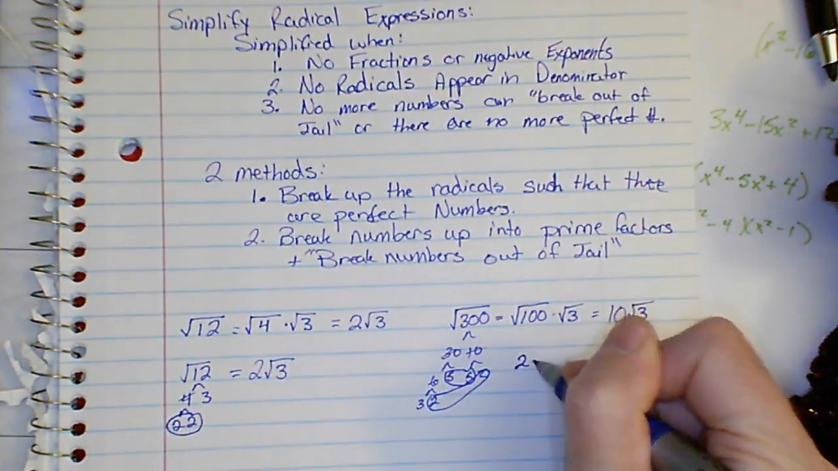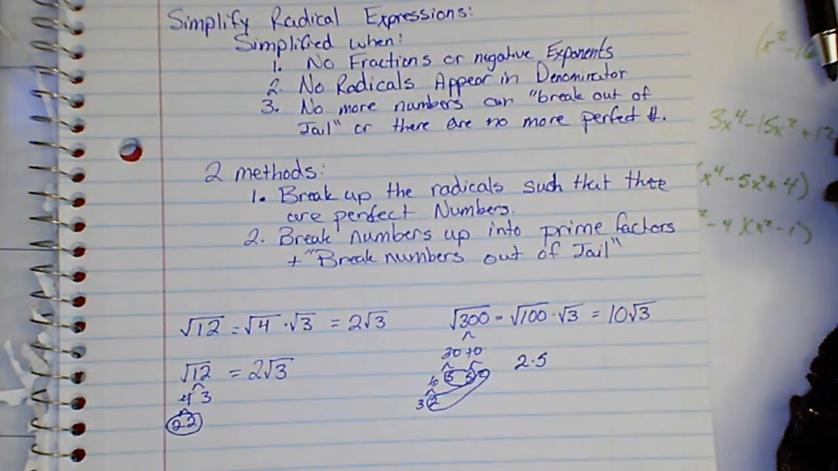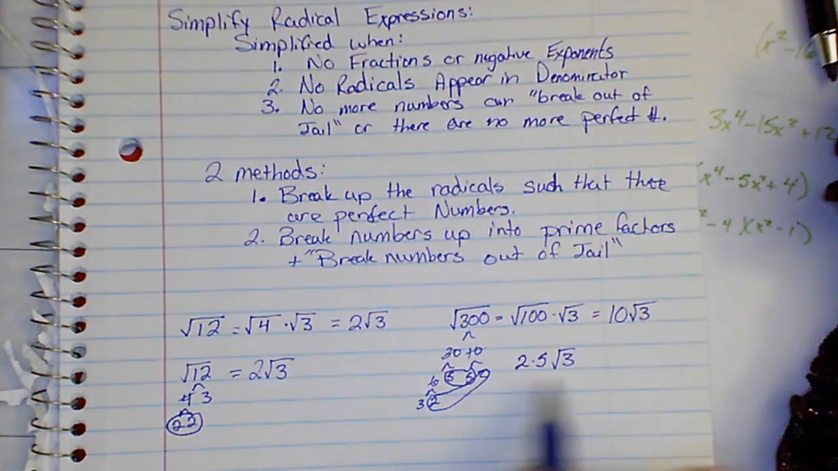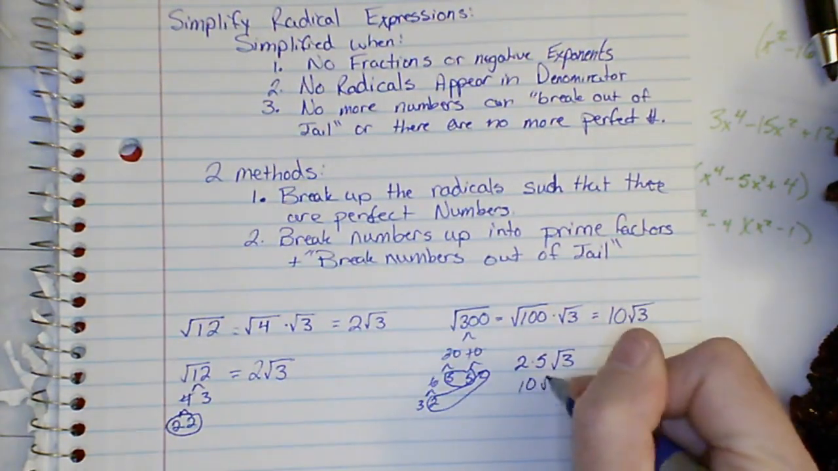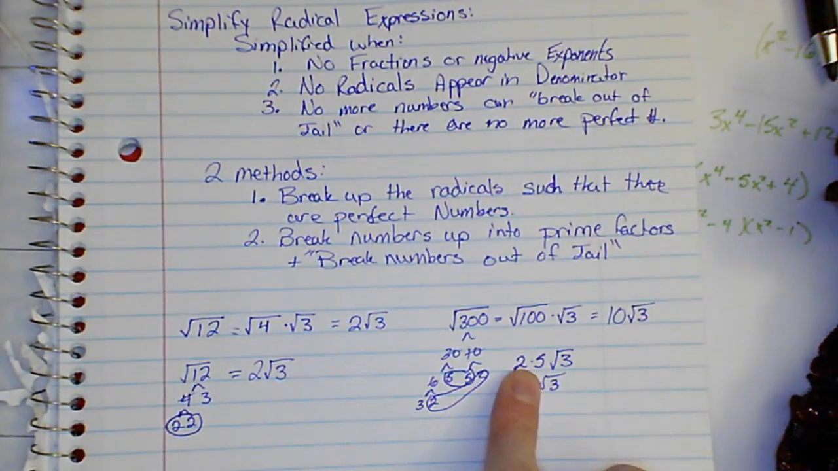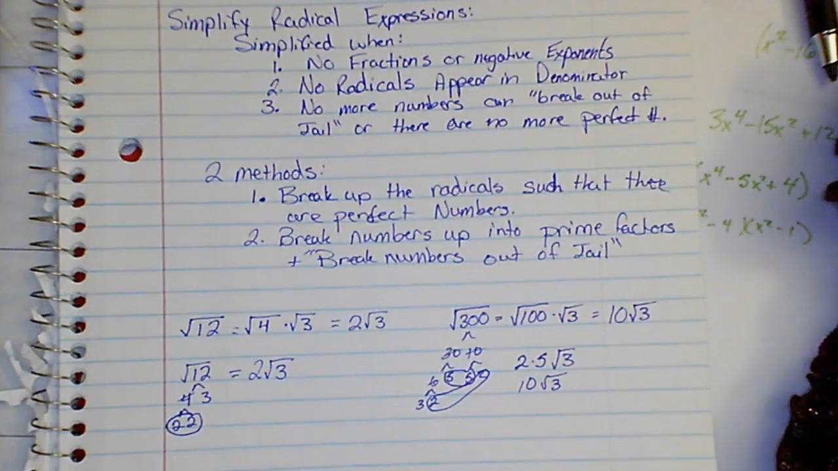So a 2 and a 5 will break out of jail. And then the 3 is all alone, so we keep the 3 in jail. 2 times 5 is 10, radical 3. Now the rule here is if you have outside numbers, you can multiply them. If you have a few inside numbers, you can multiply them, but you cannot take outside numbers times inside numbers. We cannot combine them in that fashion.